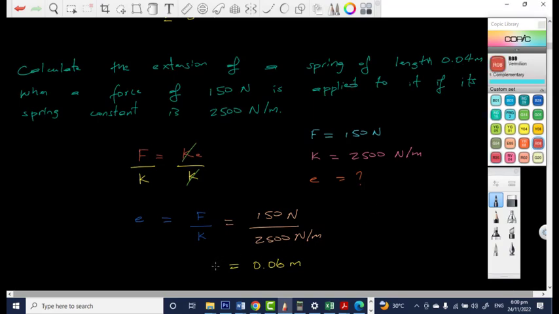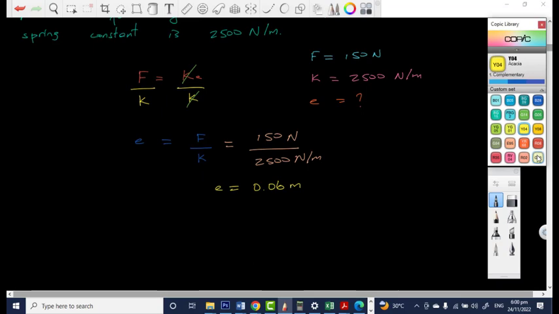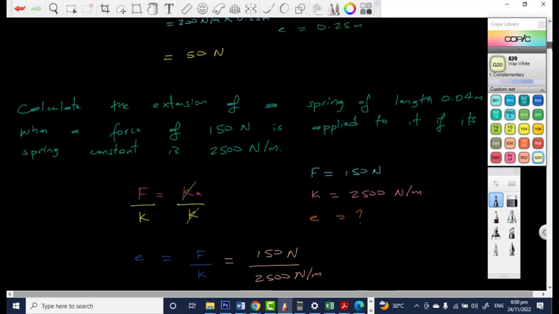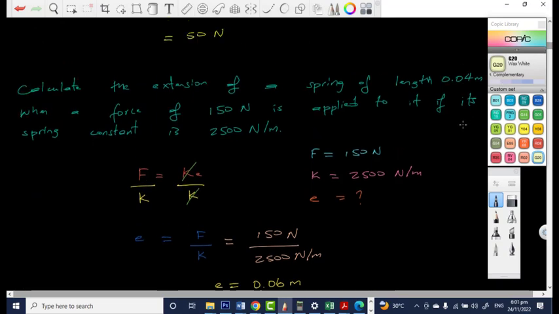So this right here represents the extension E. Now let us say we also want to find out what is the new length of the spring. So how would we find the new length of the spring? Would the new length of the spring be the extension? No. Then would you subtract the extension from the original length? Well, not quite. Let's look at it.